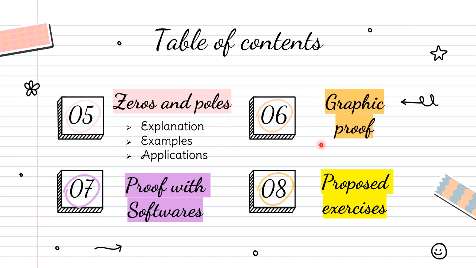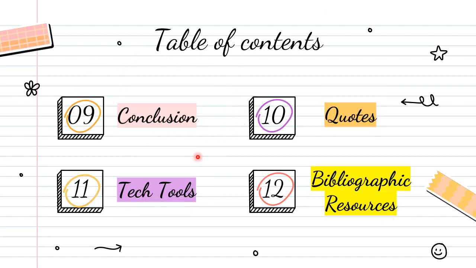We're also going to see a graphic proof using the software GeoGebra and also Wolfram Alpha. We're going to prove with software our exercises in order to check that they are correct. And we're also going to see some proposed exercises for you to practice. We will also have our conclusion, a few quotes of some authors. We're going to see the tech tools that we used in this video, and finally the bibliographic resources.